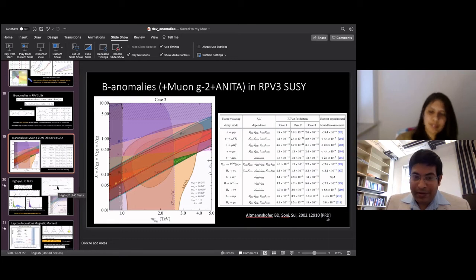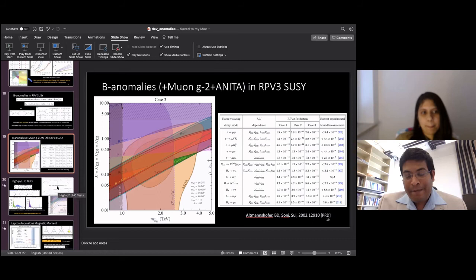So I agree that RPV SUSY is interesting in the sense that you can get effects which go in the right direction. But if you really want to fully explain data, you need more than the minimal RPV SUSY. I mean, you can always extend the standard model and then make it supersymmetric or R parity violating, but really the minimal version of the MSSM R parity violation, I think you cannot fully account for all the anomalies.